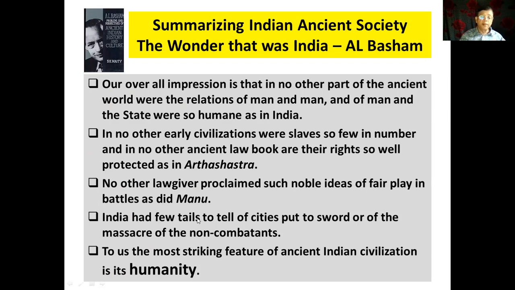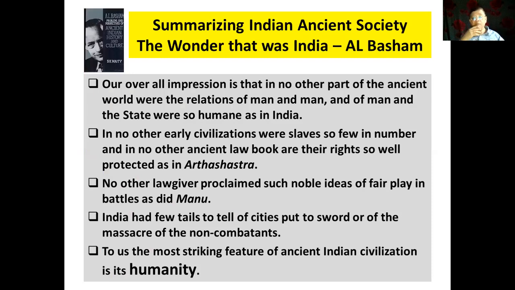India had few tales to tell about cities put to the sword, or the massacre of non-combatants. In general, there are no such mass killing exercises recorded or talked about. In the wars they fought, there was the Mahabharata war, they fought with full ethics, that a person who is not armed cannot be harmed.